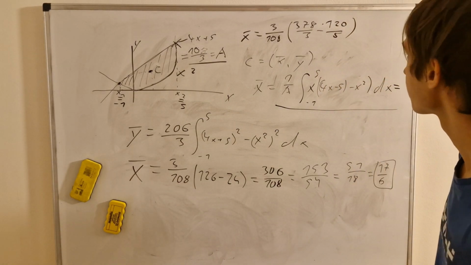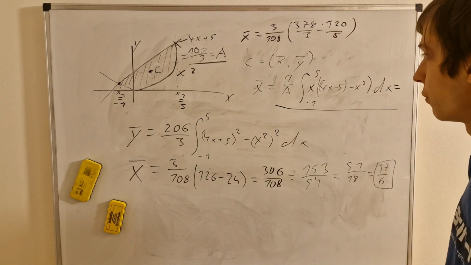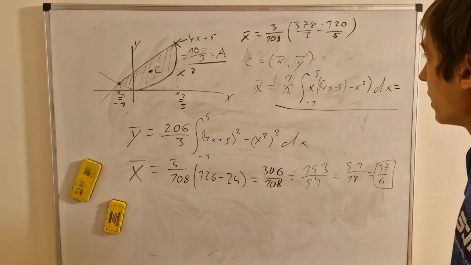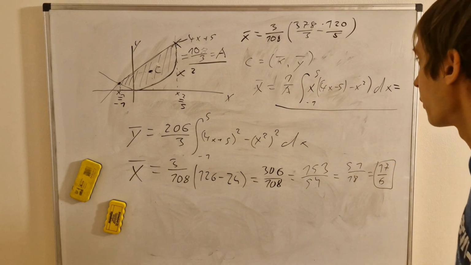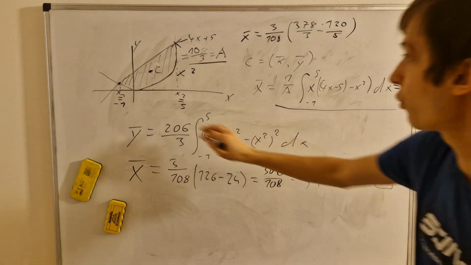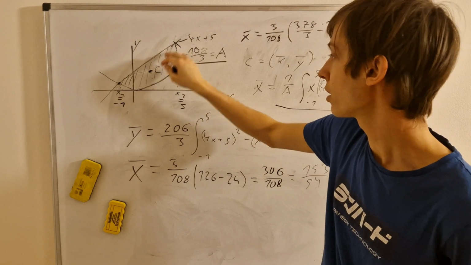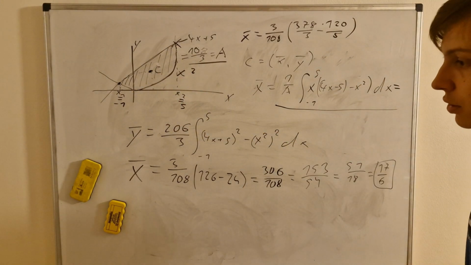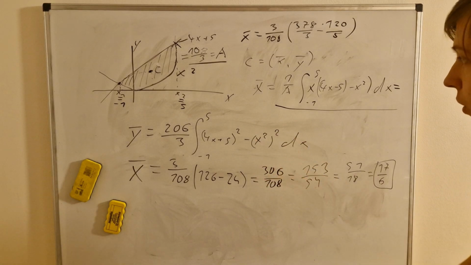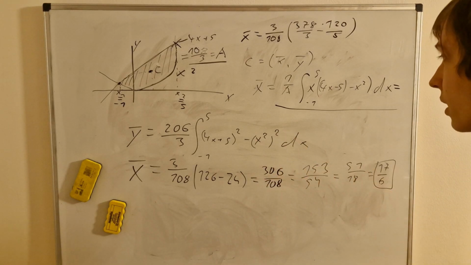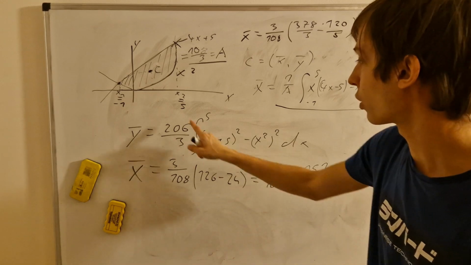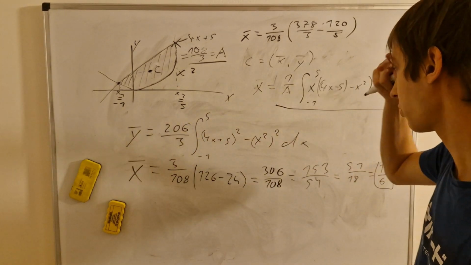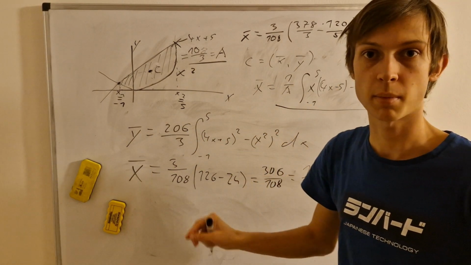And then we apply the formulas for getting the x coordinate and the y coordinate. To get the x coordinate, we do 1 over a, so 1 over the area, times the integral over this region, so from this to this point, of x times the difference of the functions, where the difference is the bigger one minus the smaller one. And for the y coordinate, it is 1 over 2 of the areas times the integral again over the same bounds, but the bigger function squared minus the smaller function squared.